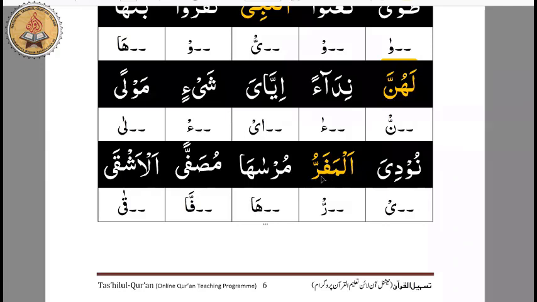So al-mafarru. Al-mafarru. And if you're pausing, so the ra is going to take a sukoon. How would you read that? Al-mafarru. Excellent. Well done. Jazakallah. That was very well read. So you are A1133 then? Yep. A1133. Okay, Jazakallah. Thank you very much.